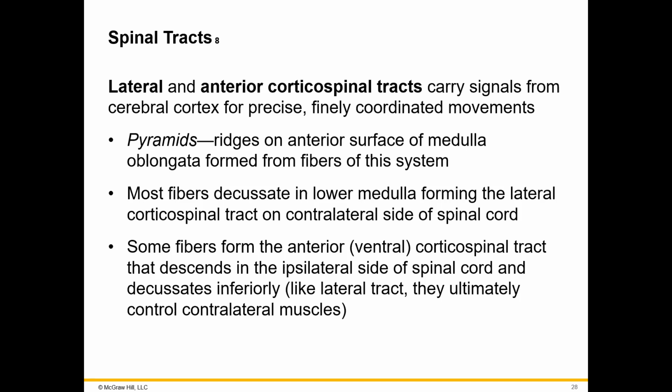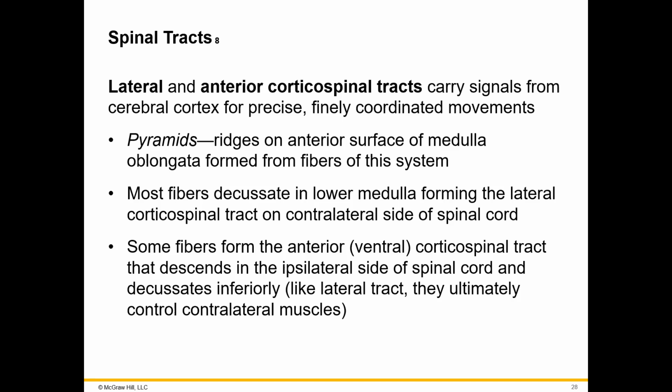So there's two of them. There's lateral and anterior corticospinal tracts. They carry signals from the cerebral cortex for precise, finely coordinated movements. So the pyramids are ridges on the anterior surface of the medulla oblongata. They are formed from fibers of this system.